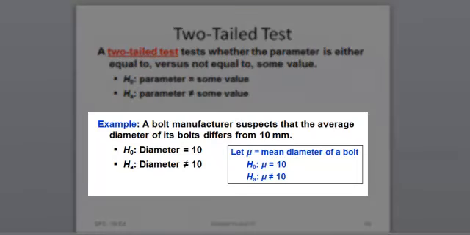So let's look at an example. A bolt manufacturer suspects that the average diameter of its bolts differs from 10 millimeters. So the null hypothesis would be that mu equals 10 millimeters, and the alternative is mu does not equal 10 millimeters.